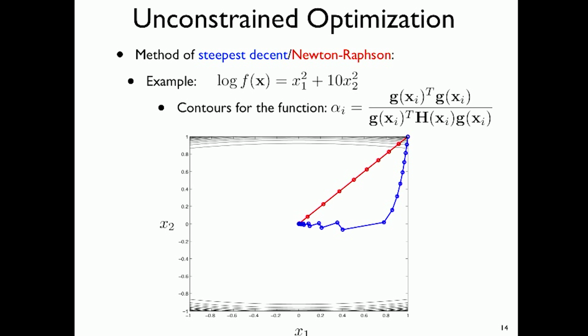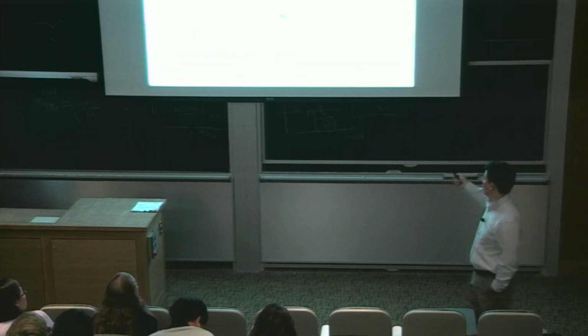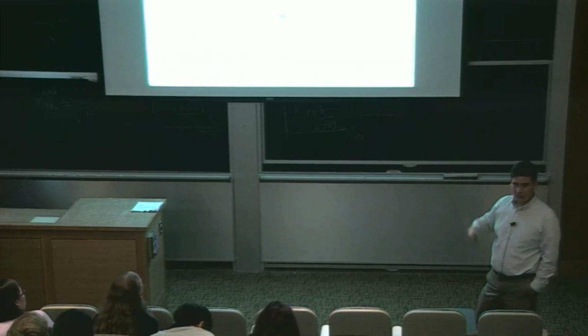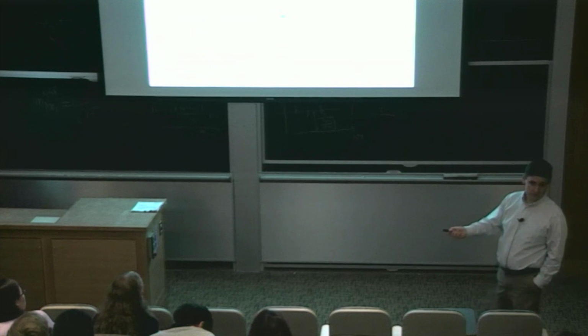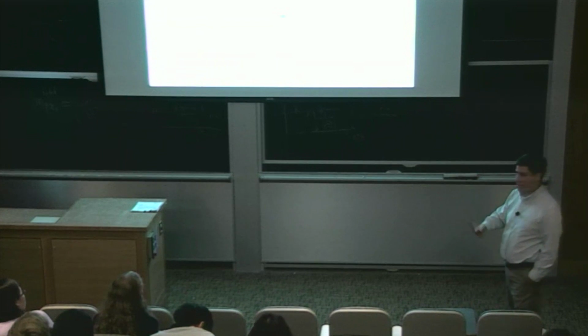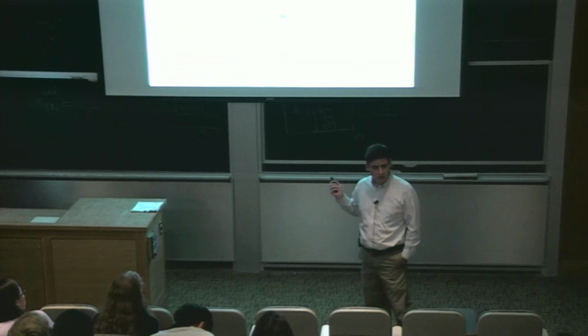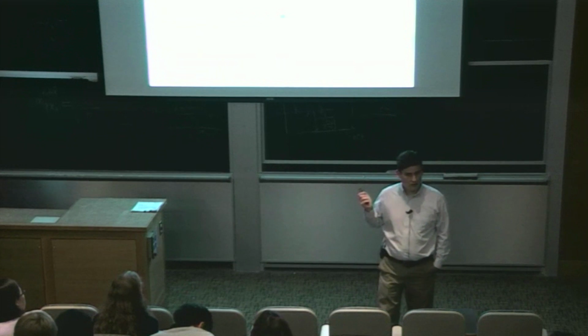The function isn't quadratic, so these quadratic approximations aren't great, right? But the function's convex, so Newton-Raphson is going to proceed downhill until it converges towards a solution anyways, because the Hessian has positive eigenvalues all the time. Questions about this? Make sense?